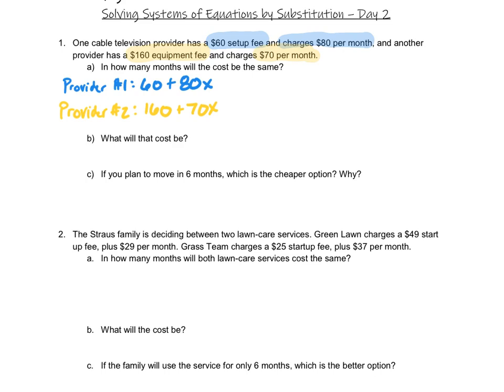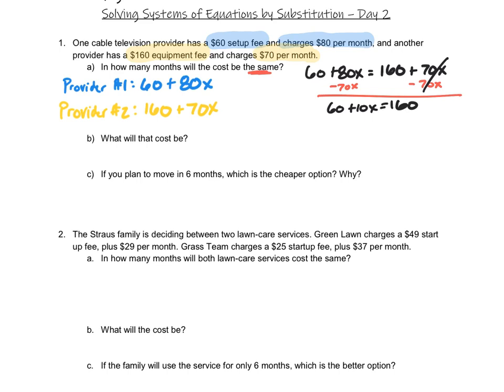Letter A asks you, in how many months will the cost be the same? What does it mean to be the same? Equal. So you're going to take these two, 60 plus 80x, and set it equal to 160 plus 70x. And then you're going to solve this thing out. First thing I'm going to do is subtract 70x from both sides, and that will get me 60 plus 10x equals 160. Then I would subtract 60 from both sides, and I'd get 10x is equal to 100. Divide by 10, and you should get x is equal to 10.